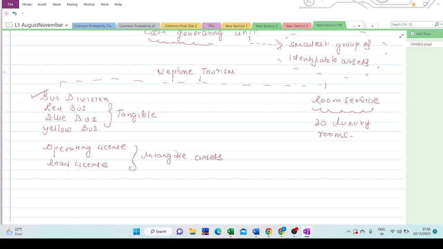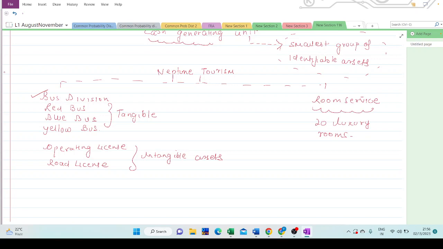So what are the other assets of Neptune Tourism? Let's have a look at the other assets. The other asset is the room service division. Now the room service division has 20 luxury rooms as assets. So guys think, will buses and licenses be able to generate cash independent of these rooms? Guys, can you please tell me? Will the bus division be able to generate cash independent of the rooms?